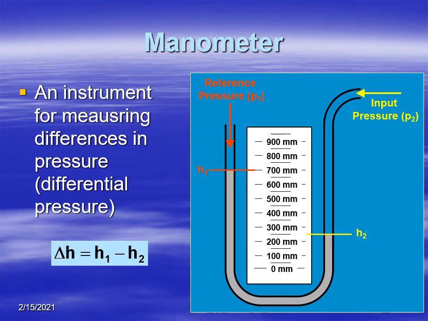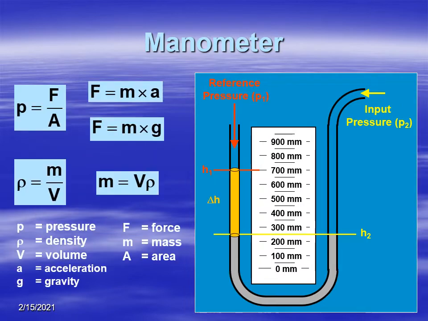If there is a difference in pressure, you'll have a difference in height in the mercury column on either side. We're going to derive an equation for a manometer, and that'll directly relate to our mercury barometers. We'll start out with a very basic definition.